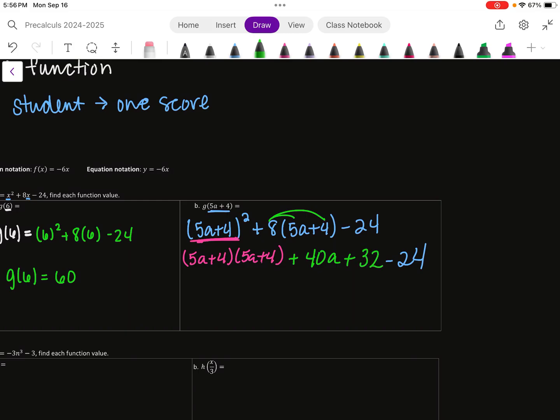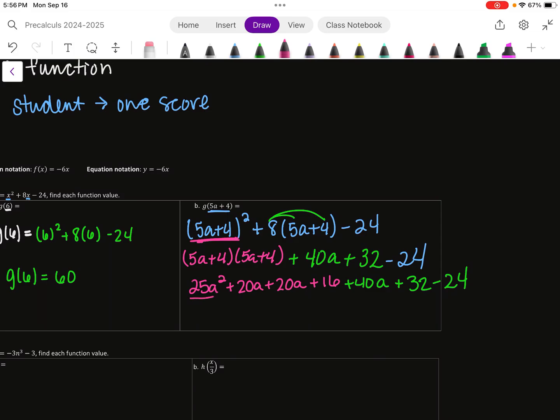All right, so let's go ahead and FOIL this. First, outer, inner, last. So 5a times 5a, 25a squared, plus 20a. Those are the outers, plus the inners, that's 20a. And then plus 16. You can also use binomial expansion, if you are familiar with that, to multiply that out. I'm going to just recopy this stuff down. And then we've got a lot of like terms to combine.